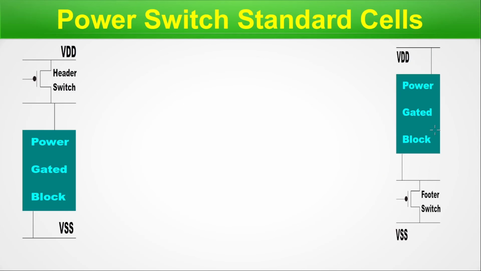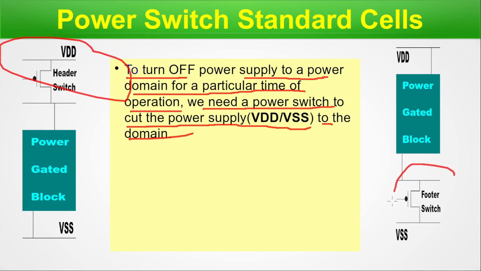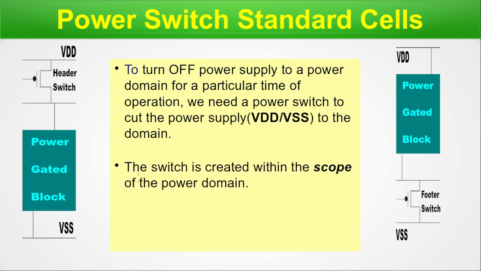These are the block diagrams for the switch cell, that is the power switch standard cells. Now let us go through some description of it. To turn off the power supply to a power domain for a particular duration, we need a power switch to cut the power supply of the VDD or VSS to the domain. That means either we can cut from the VDD or from VSS depending upon how the instruction is coming from the PMU or PMB.